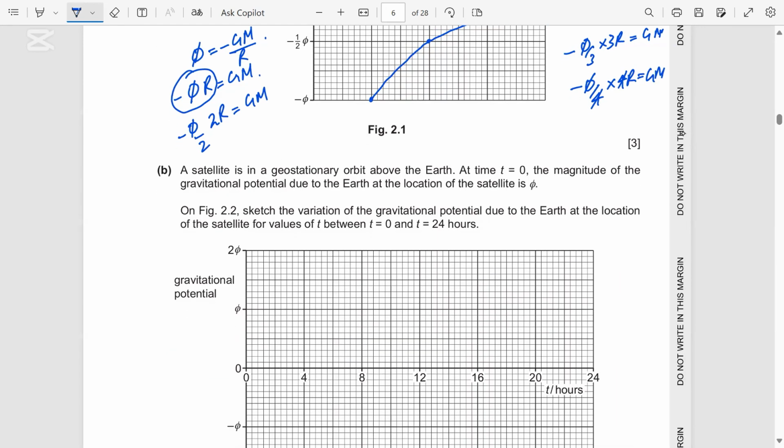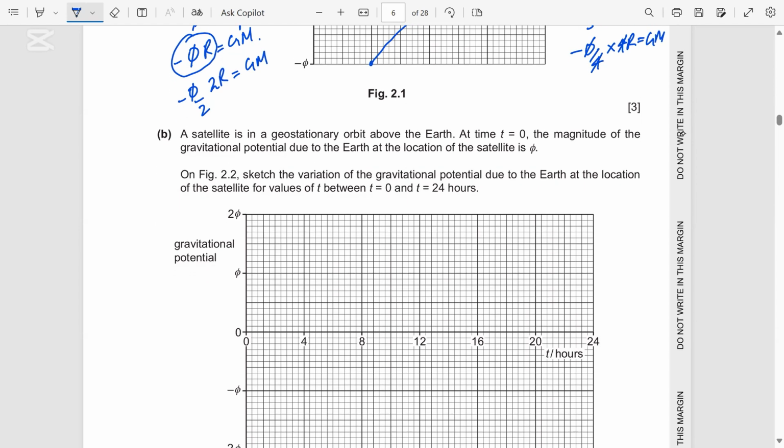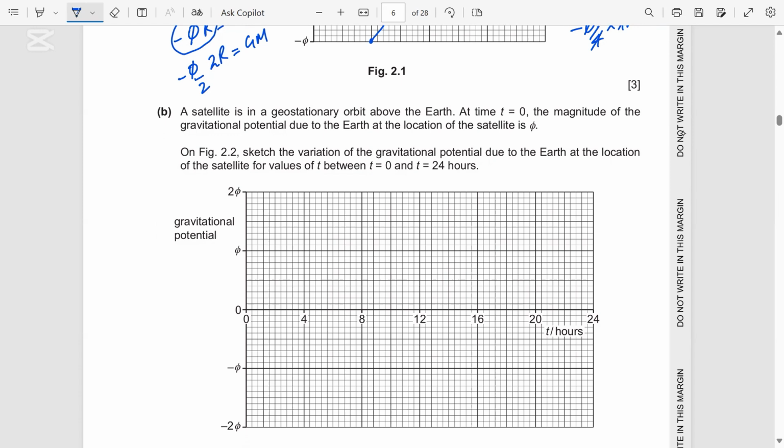The next part is a satellite in geostationary orbit above the Earth at time t0. The magnitude of the gravitational potential due to the Earth at the location of the satellite is phi. On figure 2.2, sketch the variation of the gravitational potential due to the Earth at the location of the satellite for values of t between t0 and t0 plus 24 hours.